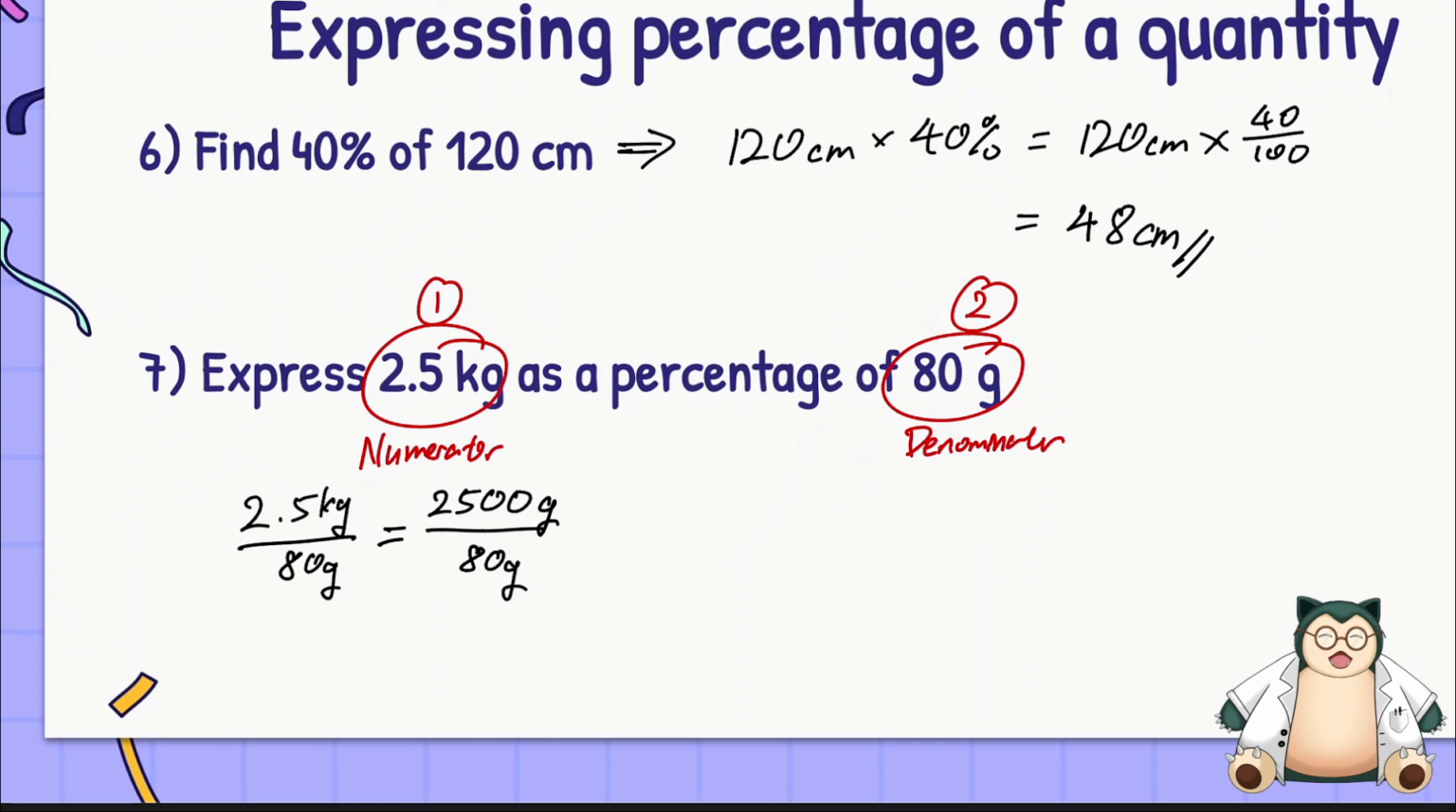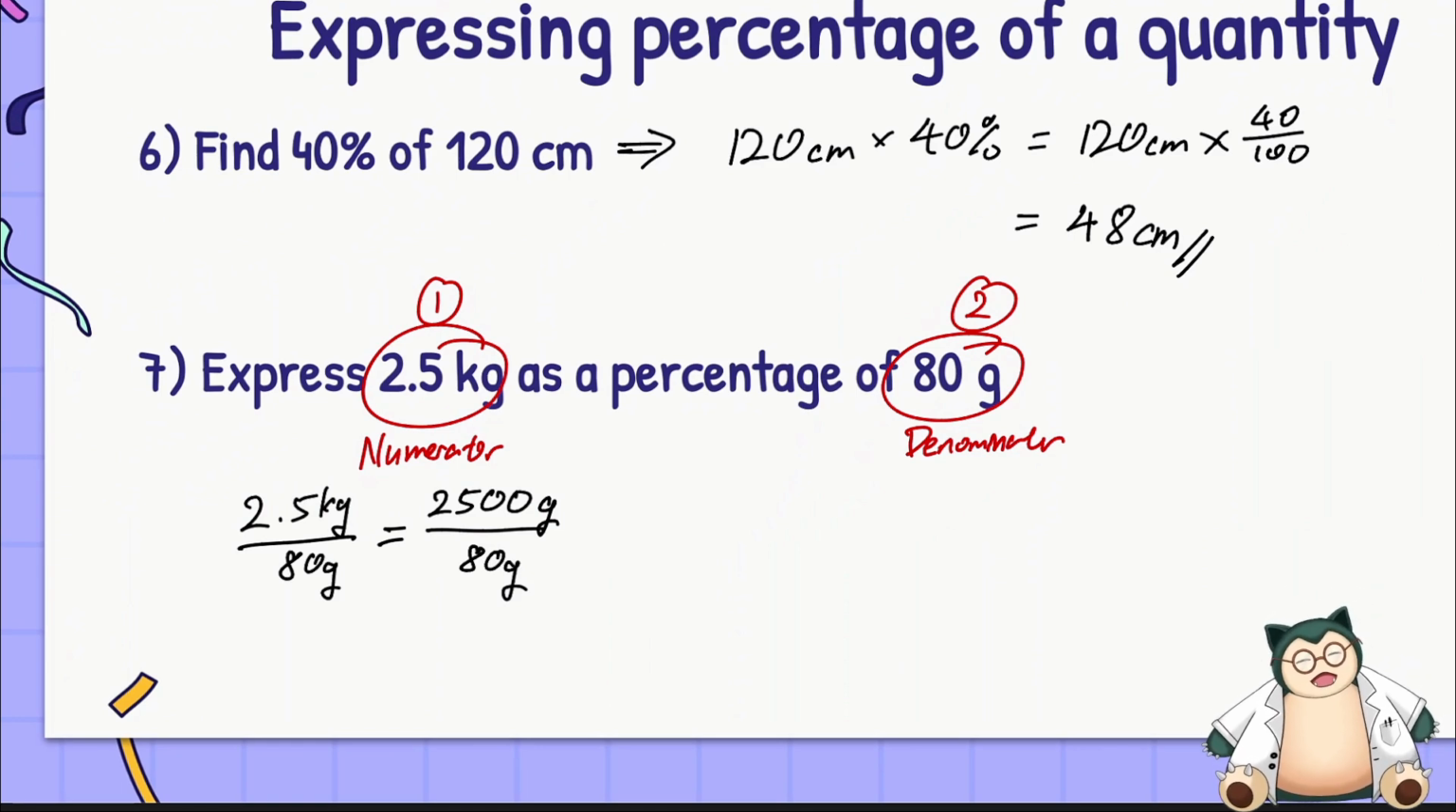Now we have a fraction. So how do we convert from fraction into percentage? Correct. In your calculator, you should multiply by 100, which will give us, alright, so 2500 divided by 80 multiplied by 100 gives us 3,125%.